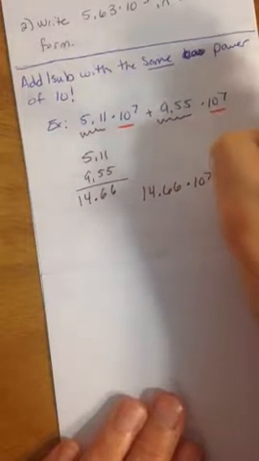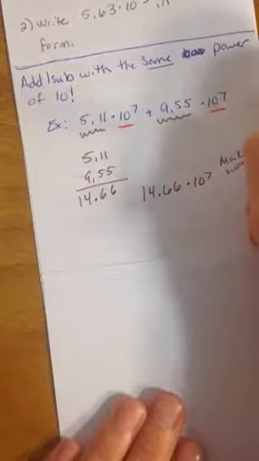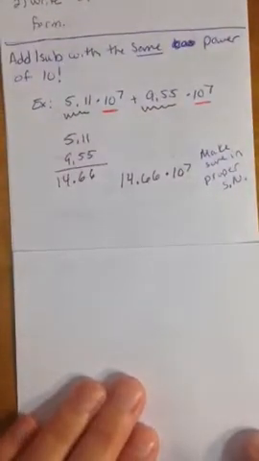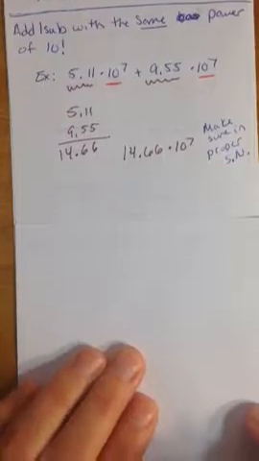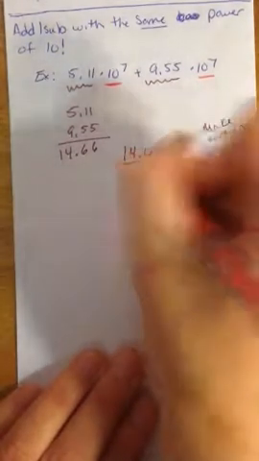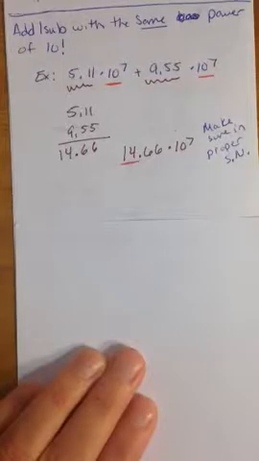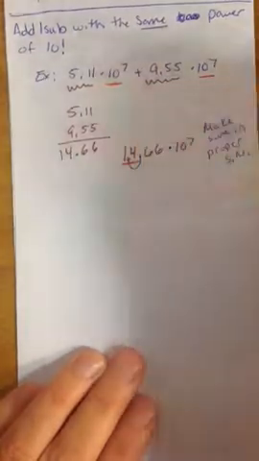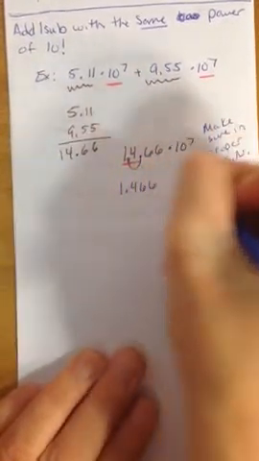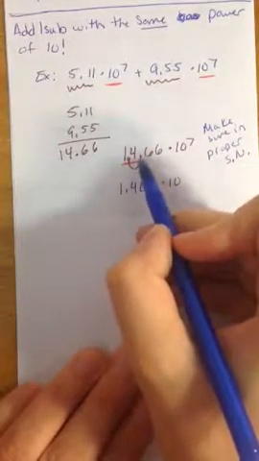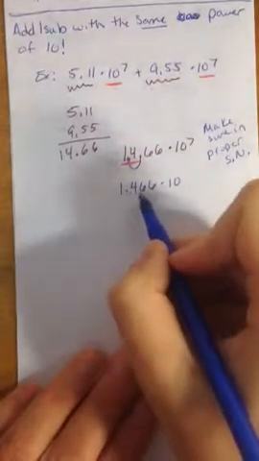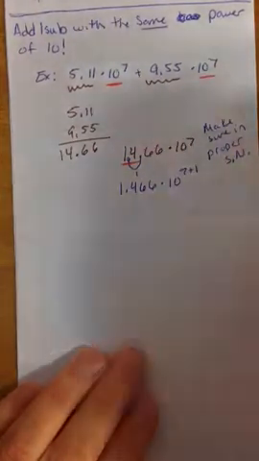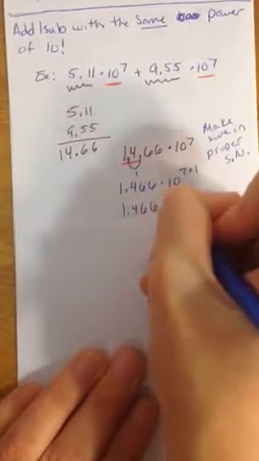But I need to make sure that I am in proper scientific notation. This is not in proper scientific notation because the number in front of my decimal is 14, which is not between 1 and 9. So I need to move my decimal place over 1. Okay, so I got 1.466. And since I made it into a smaller number, I'd want to go back to a bigger number, so I need to add 1. That's 7 plus 1 because I moved 1 place over. So this would be 1.466 times 10 to the 8th.